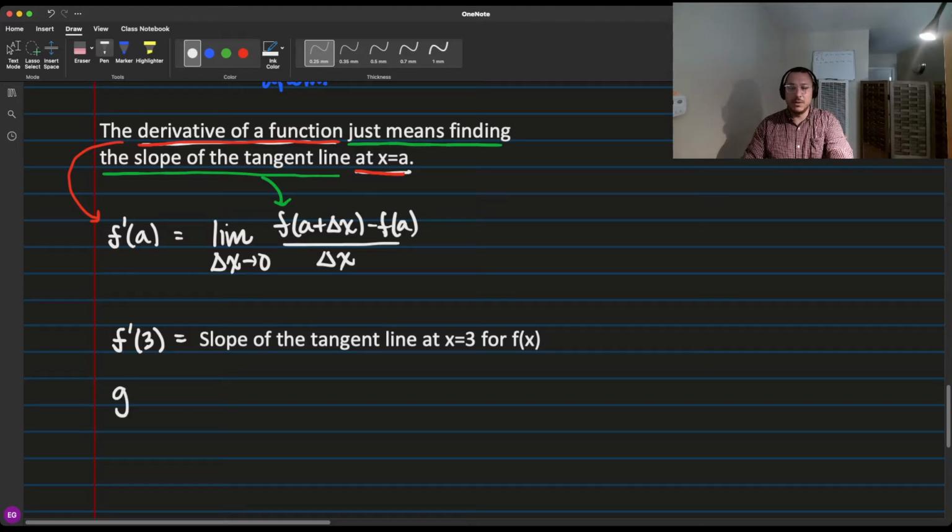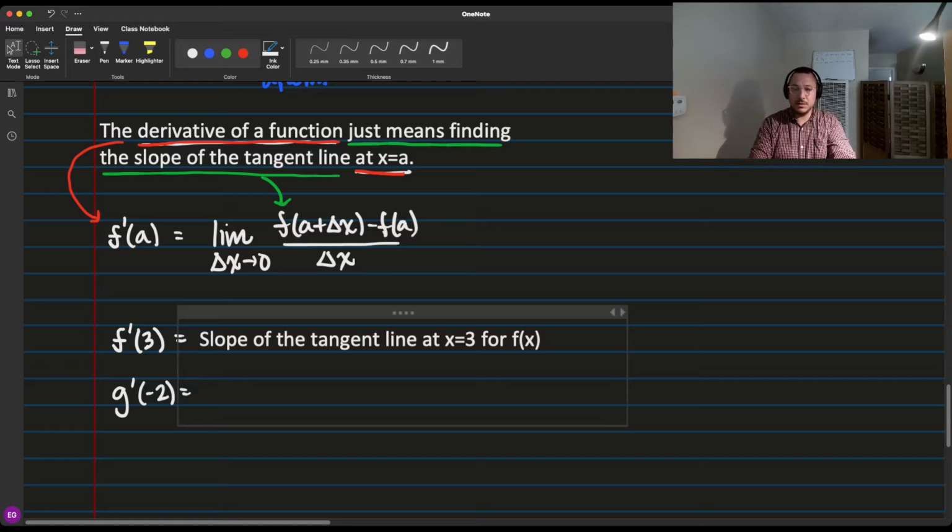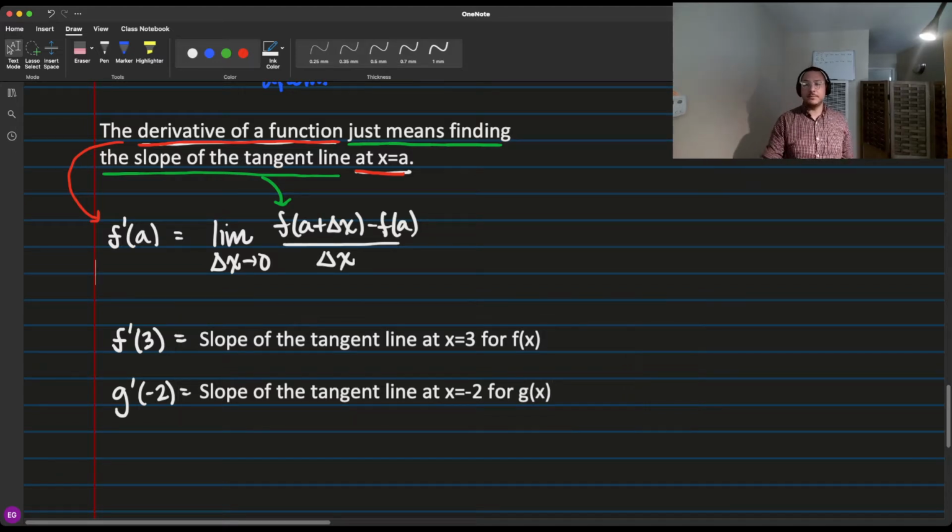Likewise, what does this one mean? If we were to write this in words, what is it? Slope of the tangent line at x equals -2, and then the crucial thing is for the function g of x. But yes. Okay, so that's just a shorthand way to tell you, yeah, you're going to have to calculate this limit, but we don't want to write that out.